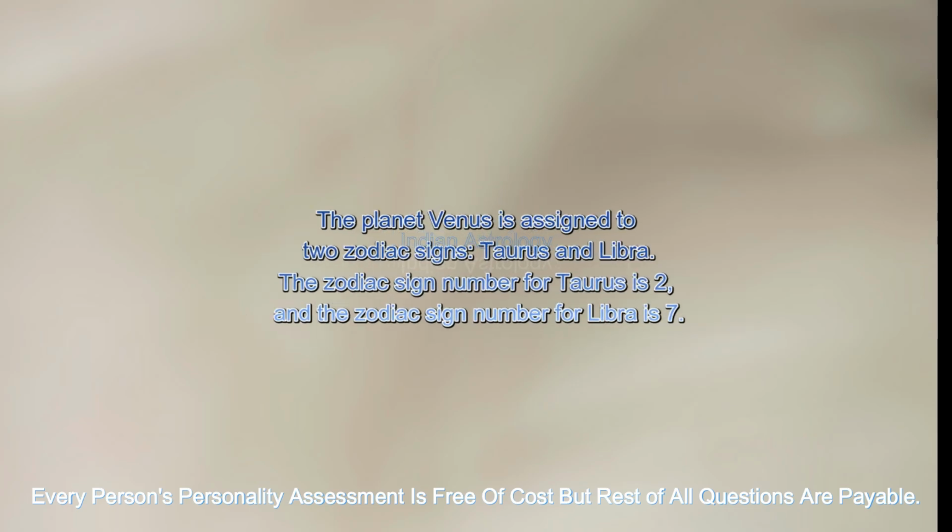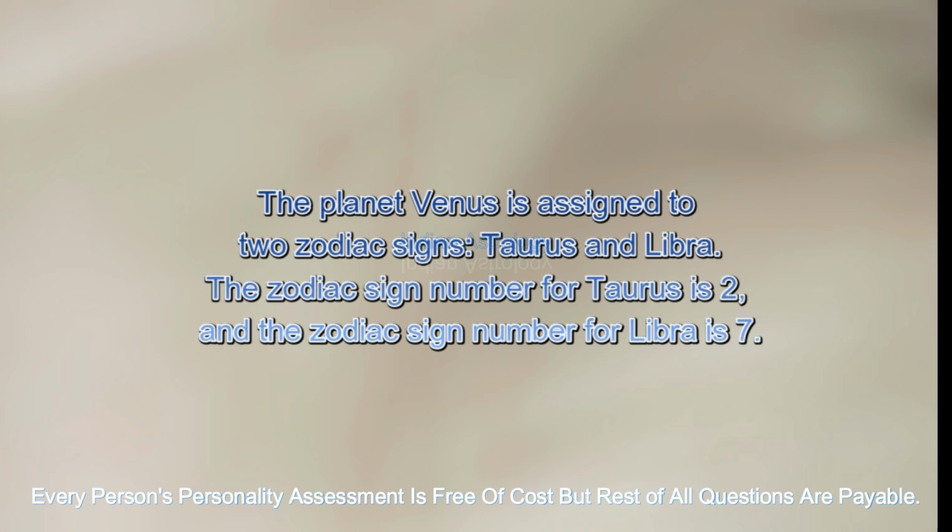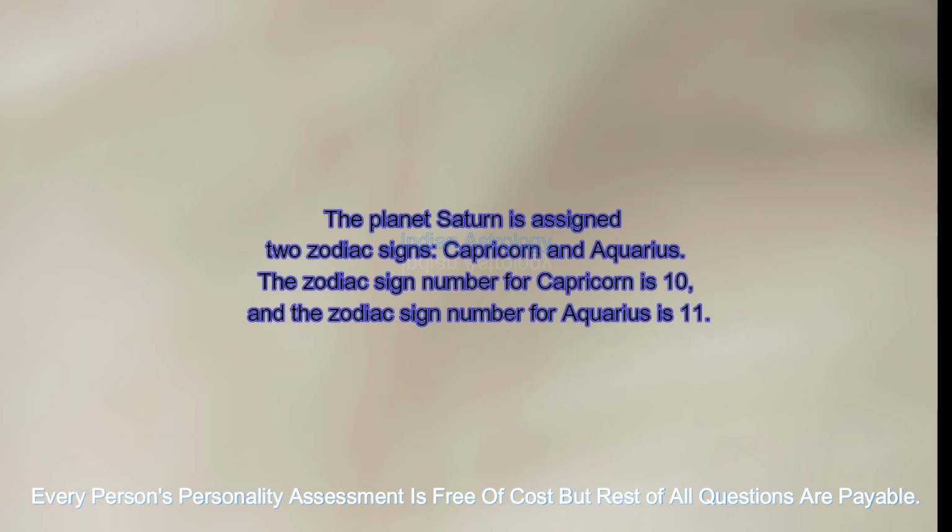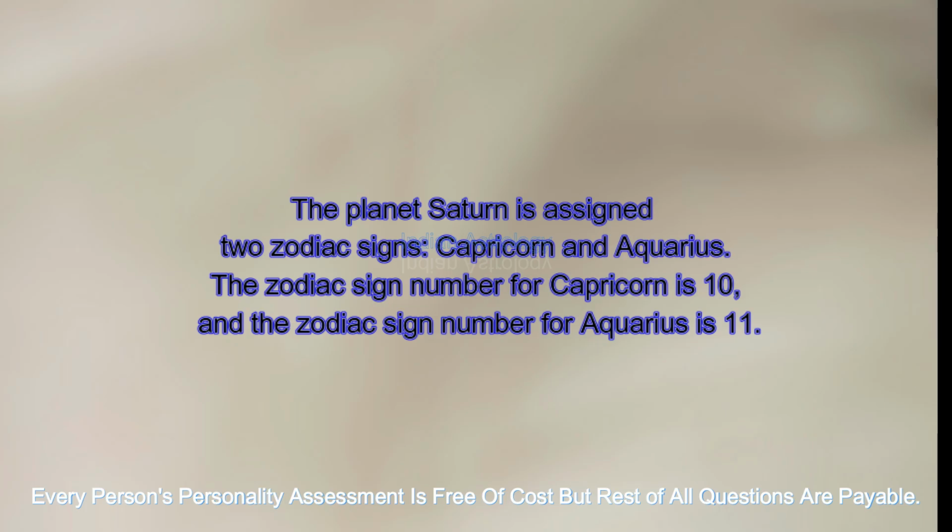The planet Venus is assigned to 2 zodiac signs, Taurus and Libra. The zodiac sign number for Taurus is 2, and the zodiac sign number for Libra is 7. The planet Saturn is assigned 2 zodiac signs, Capricorn and Aquarius. The zodiac sign number for Capricorn is 10, and the zodiac sign number for Aquarius is 11.